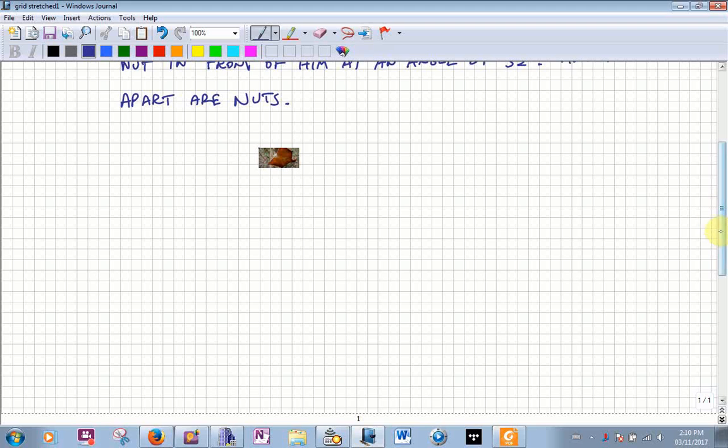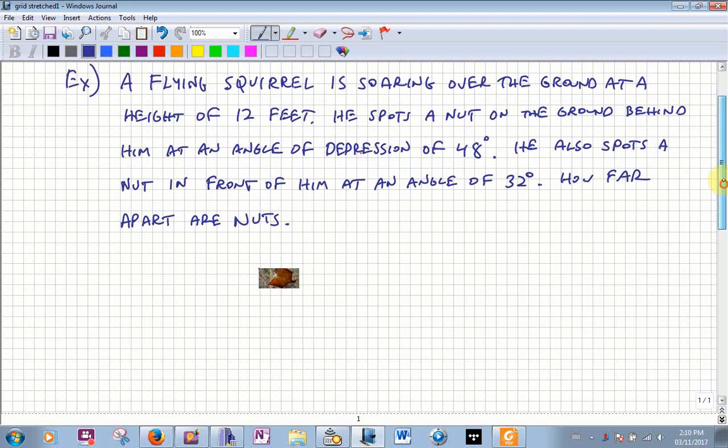Okay. What do I know? I know I'm going to be doing something with triangles. That's the name of this chapter. There's my squirrel. How high is he in the air? 12 feet in the air.